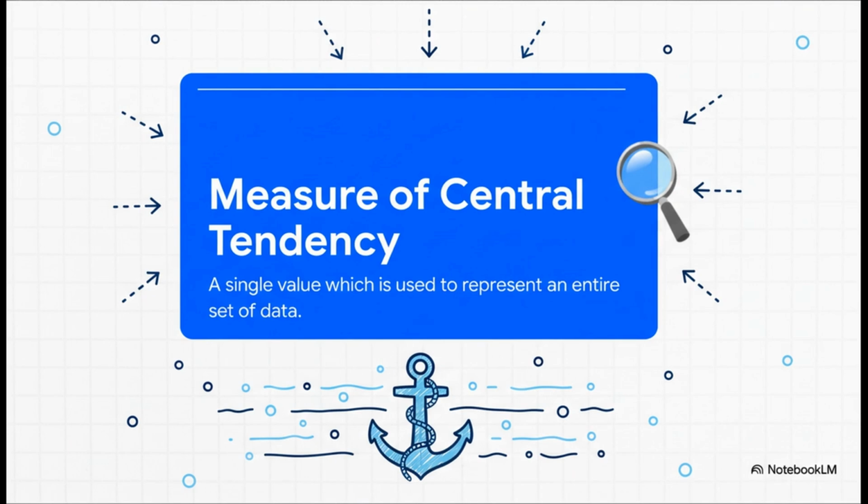So, this idea we've just seen in action, it actually has a formal name in statistics. It's called a measure of central tendency. And honestly, it's just a fancy way of saying it's a single value that tries to pinpoint the center, or the most typical value in a whole set of data. It's basically our anchor in a sea of numbers.